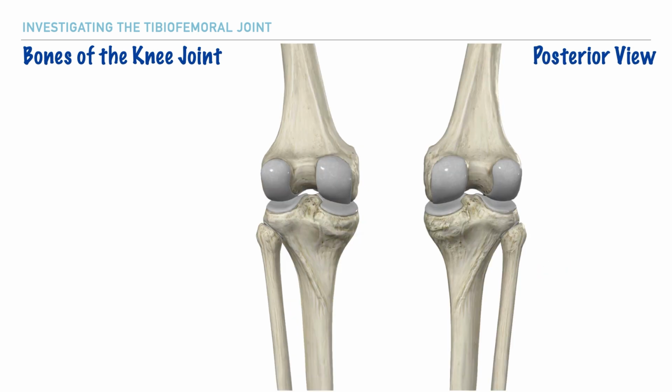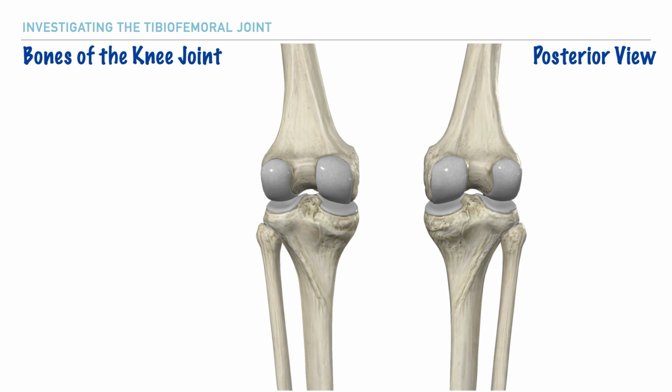Now let's take a look at the posterior aspect of the knee, and on this view we'll be labeling some of the same structures we looked at on the anterior aspect. However, viewing and labeling them this way gives us a better appreciation of the knee's structure.